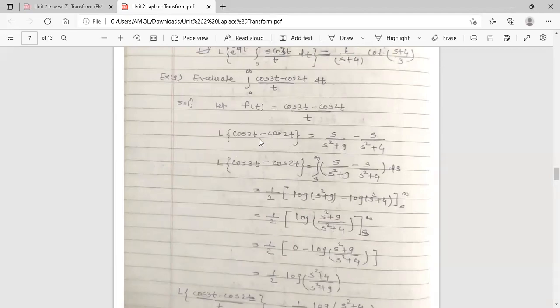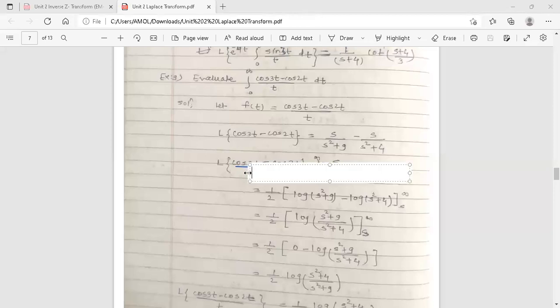Okay. Now use the division by t property. So the Laplace transform of cos 3t minus cos 2t upon t is equal to the integration from s to infinity of f of s, where f of s is this function. Now s upon s square plus 9 minus s upon s square plus 4, integrate it with respect to s. This is the division by t property. Now you integrate this term with respect to s.